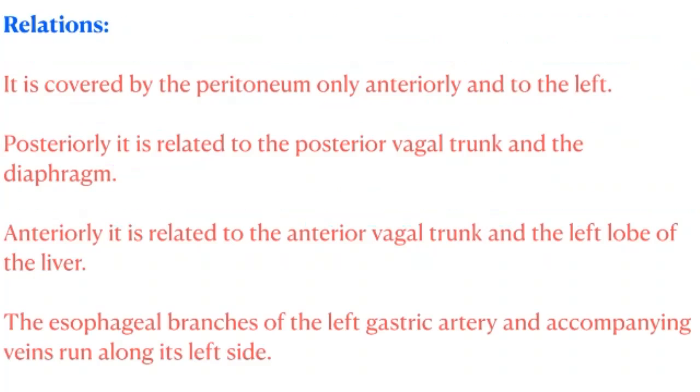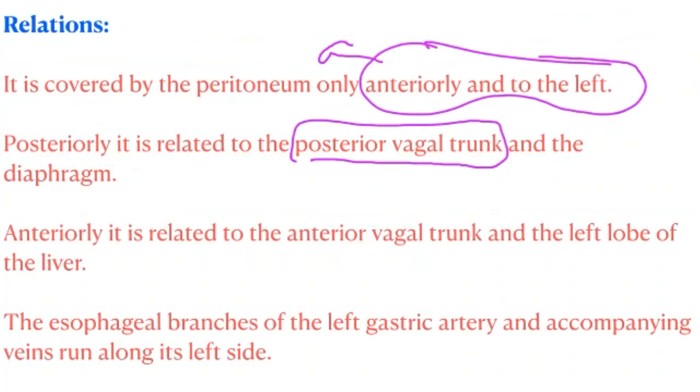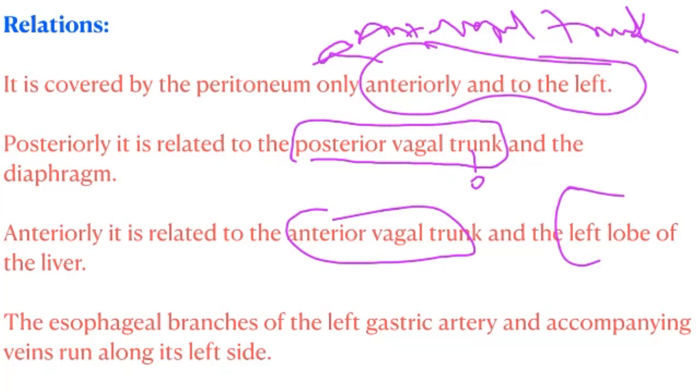So it is covered by peritoneum anteriorly and to the left, right? Posteriorly it is related to the posterior vagal trunk, and anteriorly to the anterior vagal trunk and the left lobe of the liver. Its blood supply is the esophageal branch of the left gastric artery and accompanying veins, right?